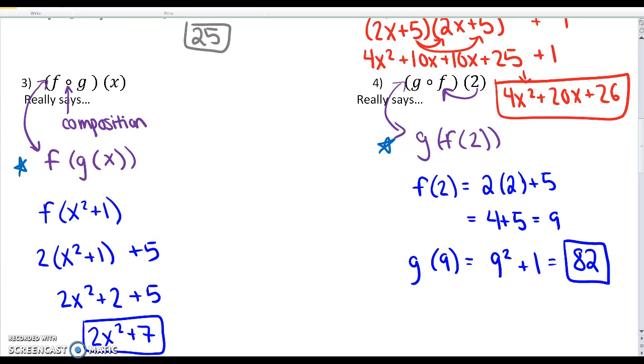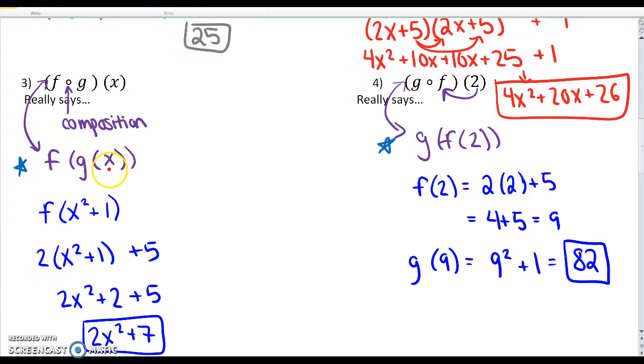Okay, I've completed both problems. Check your work with mine. If you've done 3 correctly, you should get 2x squared plus 7, and for 4, you should get 82. So see what you understood, see what questions you have. I'll talk through some of it, but if you have further questions, please let me know at some point.